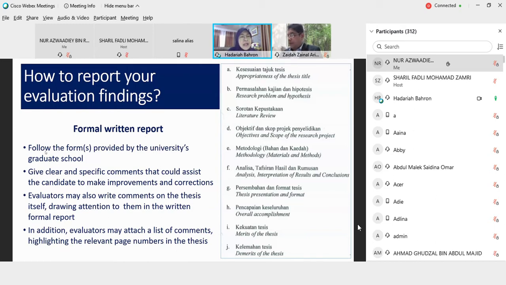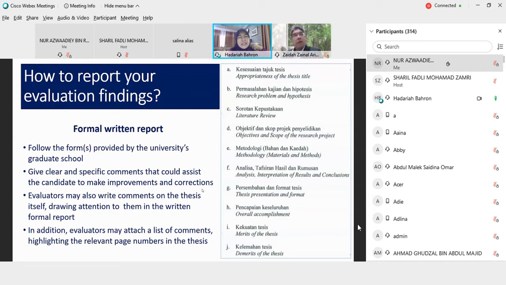I would check the forms provided by universities, graduate school. Usually each university will have its own format. Generally, they will have similar things, but they would have their own format. So you follow that university's format. Do not use a different format because it will actually make some kind of confusion later on. You have to give clear and specific comments that could assist the candidate to make improvements and corrections.